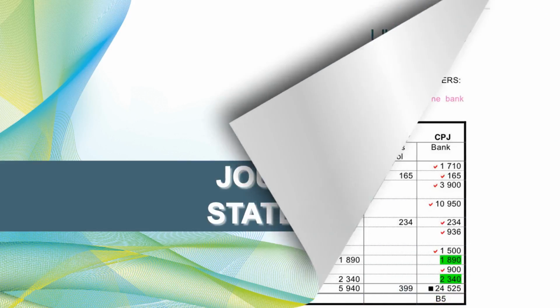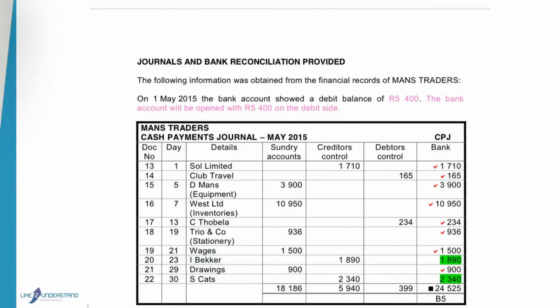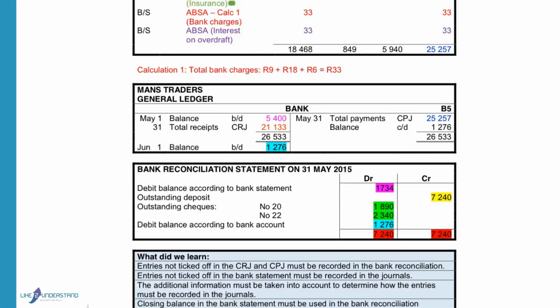Good morning. We will pay attention to the bank reconciliation today, when both the journals and the bank statement are provided. The following information was obtained from the financial records of Monts Traders. On 1 May, the bank had a debit balance of 5,400. The bank account will therefore be opened with a debit balance of 5,400.